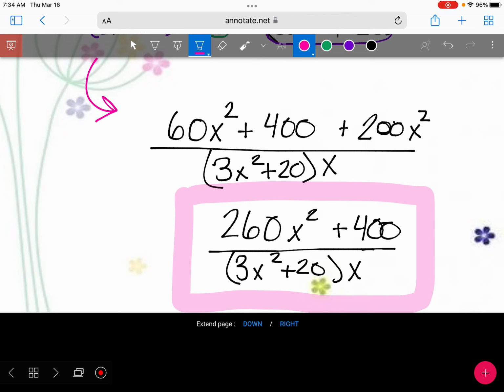So we're getting to that common denominator. And in this case, that was our lowest common denominator.